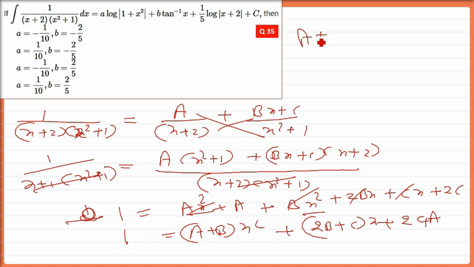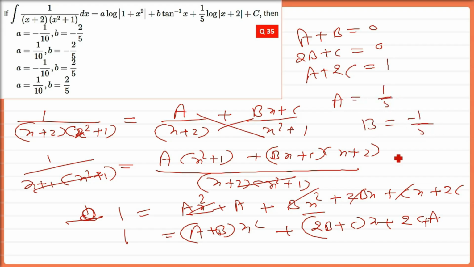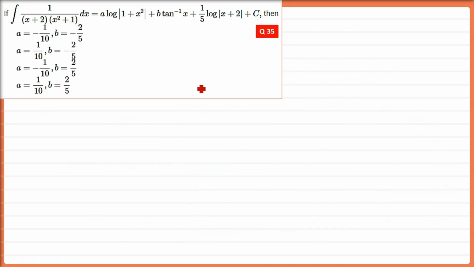So A plus B, because there is no x square counterpart, A plus B will be 0. 2B plus C, there is no x counterpart, so it will be 0 again. 2C plus A has a constant on the left, which is 1. So A plus 2C is 1. Now when you solve it, I hope that you'll be able to do it. A will come as 1 by 5, B will come as negative 1 by 5, C has come as 2 by 5. We have done a 70 question exercise on that, so I hope you'll be able to do it.